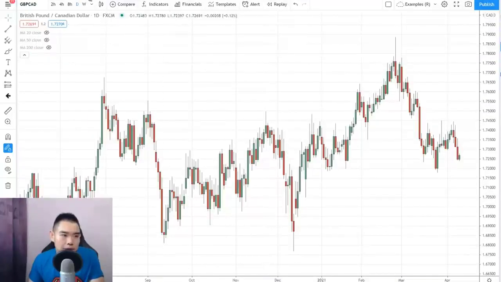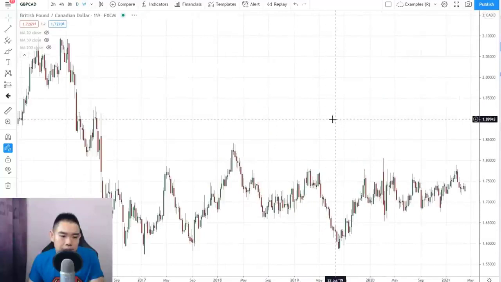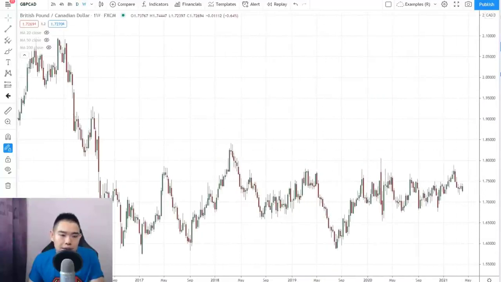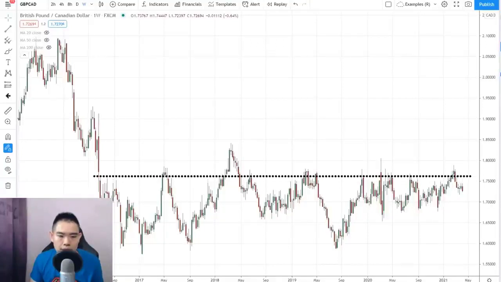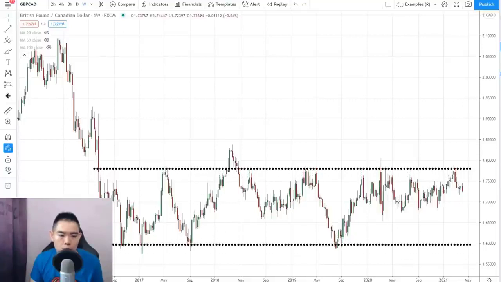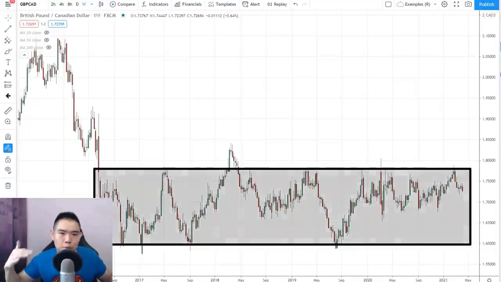Next one, pound against Canadian. So if you look at this one again, what is this market structure? Well, you can see that this one is a little bit different from the earlier ones. This market seems to be contained between these highs and these lows. We'll talk more about these exact highs and lows, what the terminology is and how you can use them in your trading later on. But for now, just pay attention that this market is kind of contained in a box, stuck between the highs and the lows.